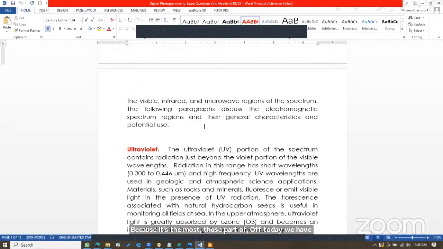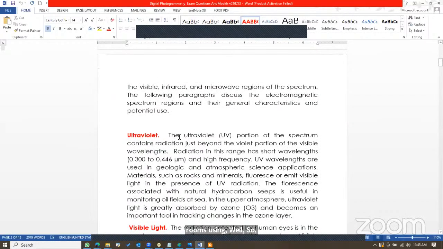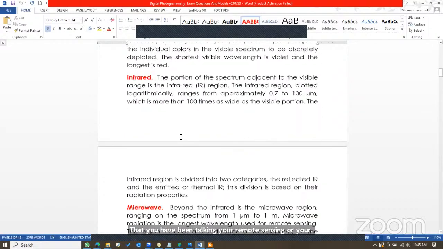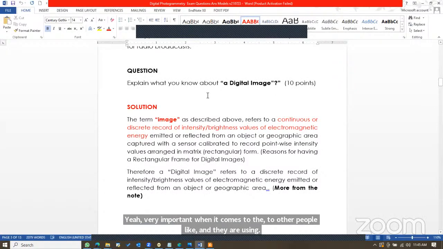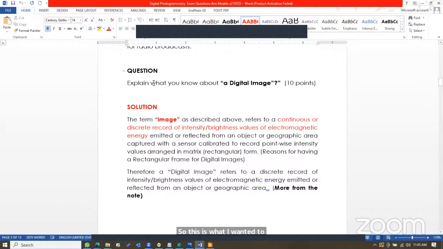We have got thermal drones alone. So the spectrum parts that you have been taught in your remote sensing or your elementary photogrammetry are very important when it comes to data images as well. So we have visible light and infrared, and they are used in this place, which is what I want you to take cognizance of. This question is coming out.